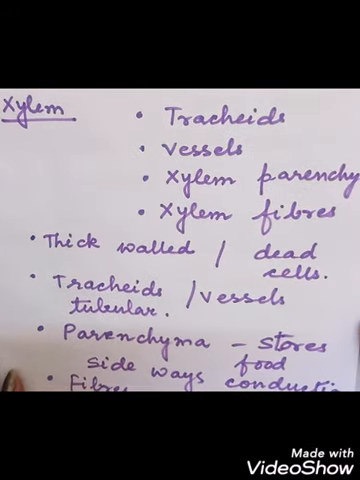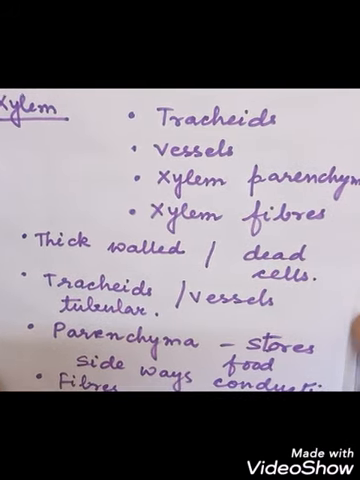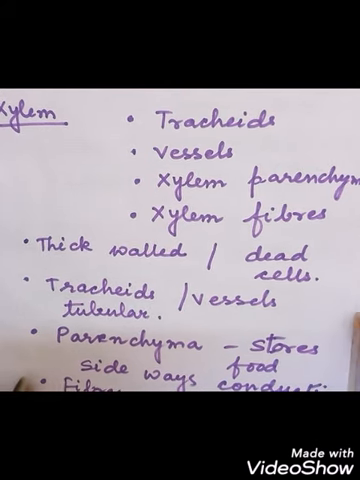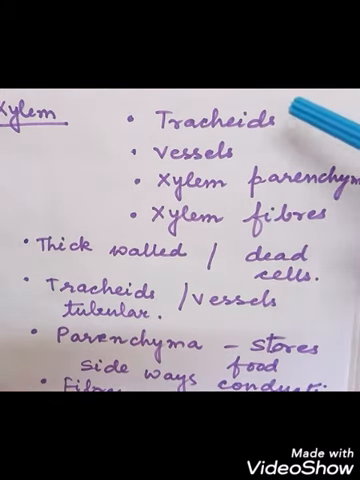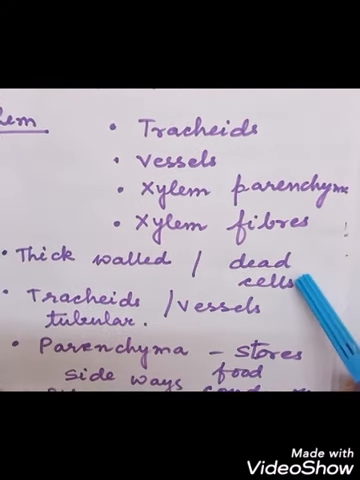The xylem tissues are one type of complex permanent tissue consisting of different types of cells like tracheids, vessels, xylem parenchyma and xylem fibers. So how many types are there? 4 types. These are what? Tracheids, vessels, xylem parenchyma and xylem fibers. Most of the cells have thick walls and they are dead.